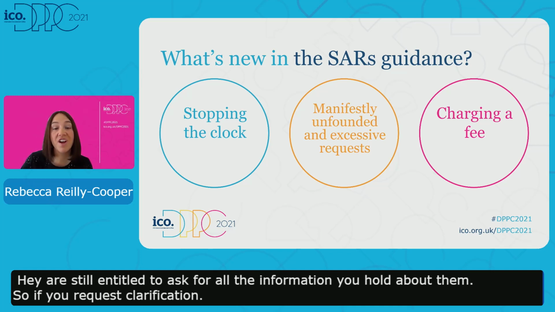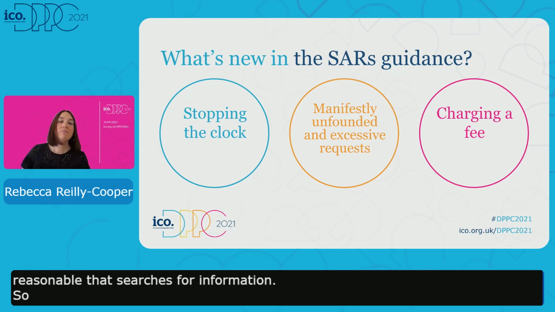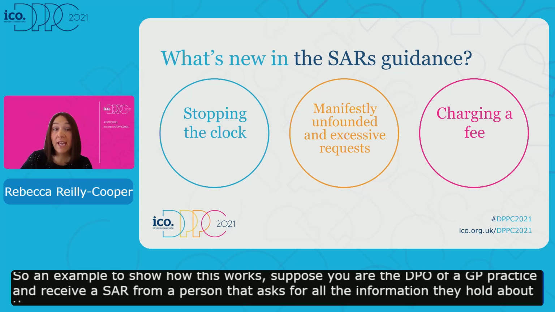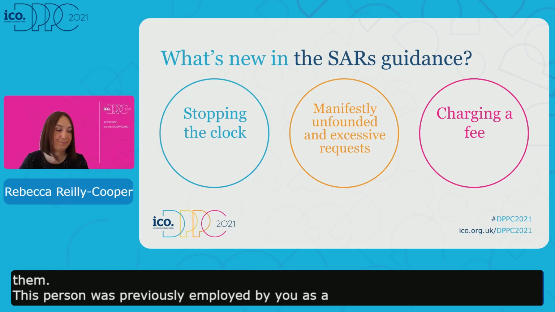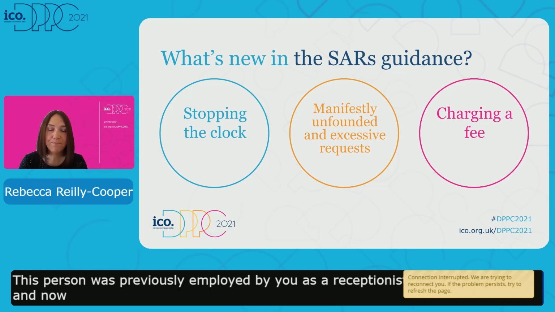So an example to show how this works, suppose that you are the DPO of a GP practice and you receive a SAR from a person who simply asks for all the information you hold about them. This person was previously employed by you as a receptionist for several years. They are now retired, and so they're no longer an employee, but they remain registered as a patient. All the information the practice holds about that person will include extensive HR records, plus all of their medical history going back several years. In circumstances like these, it would be reasonable to ask the person to clarify their request.